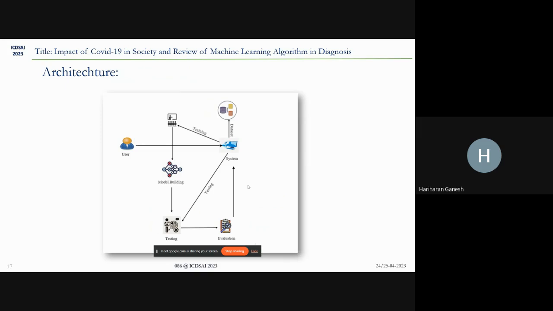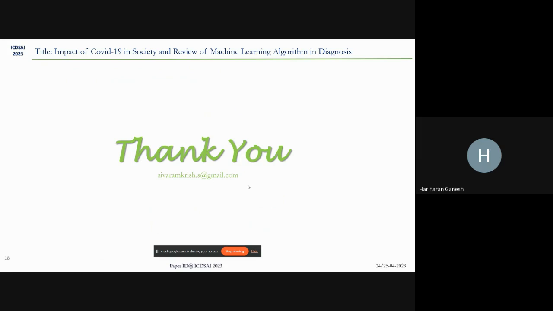So this is the architecture of the proposed system. The user uses the system to view the data set, and then they can give in their inputs. And the system does the training, the model building, and can do the testing and the evaluation. Thank you.